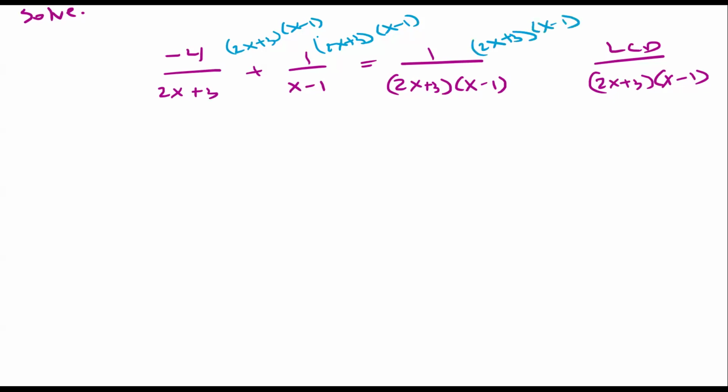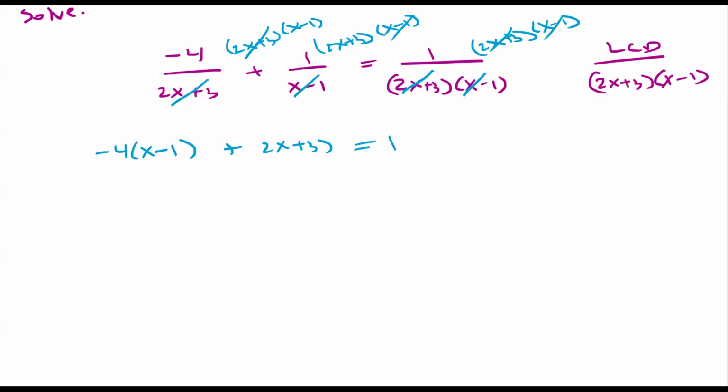Okay, again, a lot of times students mess up and they just do it on one side. They multiply the LCD on one side of the equation, and then they forget to multiply it on both sides. All right, so in this case, the 2x plus 3 are going to cancel, leaving us with negative 4 times x minus 1. The x minus 1 here are going to cancel, leaving us with the 2x plus 3, because 1 times 2x plus 3 is the same thing. And then these factors here are both going to be canceled, leaving us with 1.